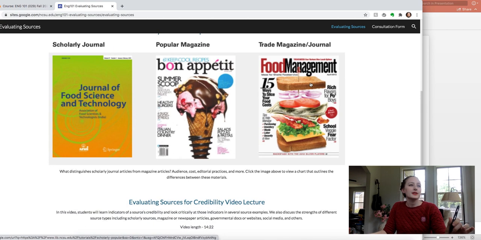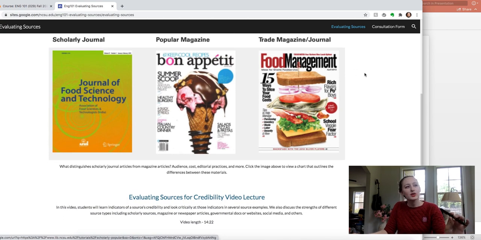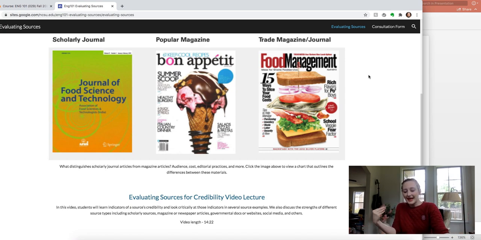And then there are the trade magazines, and those are focused on, this is kind of like the applied fields in a way, where it's taking the research and applying it. Trade magazines and journals are focused on professionals in a field. So here, Food Management Magazine, that is for people who work in food management. So that is a more specific audience. They're not researchers, so it's not really scholarly. They're not just the general public. They have knowledge of food management.